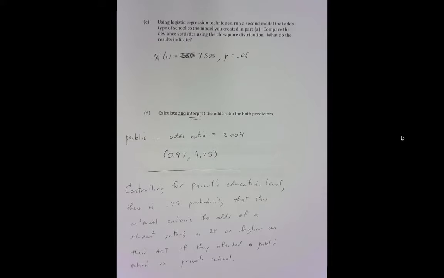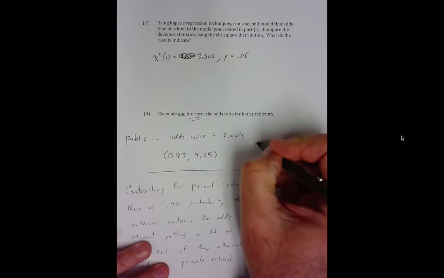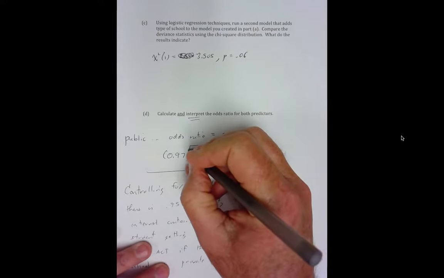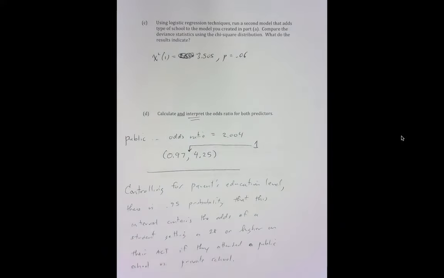So, since one is the baseline comparison there, if one is in your interval, then you do not have a significant predictor. So the variation that we have in terms of getting an ACT above or below 28 is primarily due to the parent's education level and not the type of school that they attended.